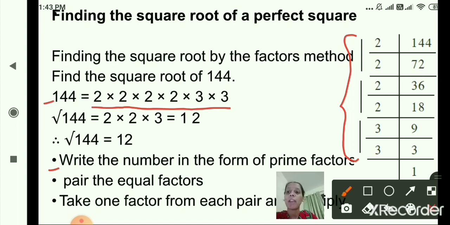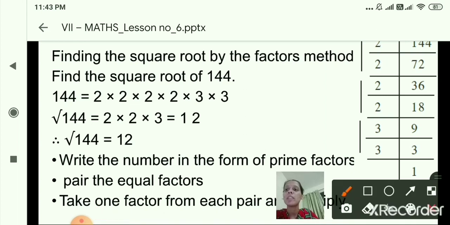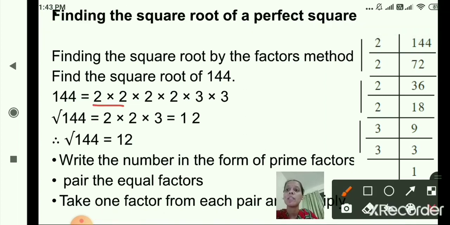Pair the equal factors. Now we will pair the equal factors. As you can see here, I have shown it here. This is one pair, then this is second pair, and this is third pair. See here, I have drawn one line. This is first pair, this is second pair, and this is third pair. Here also we will draw lines. This is first, this is second, and this is third pair.